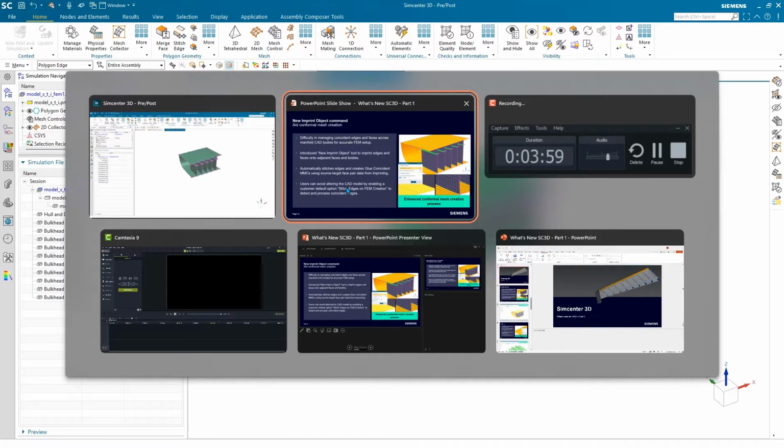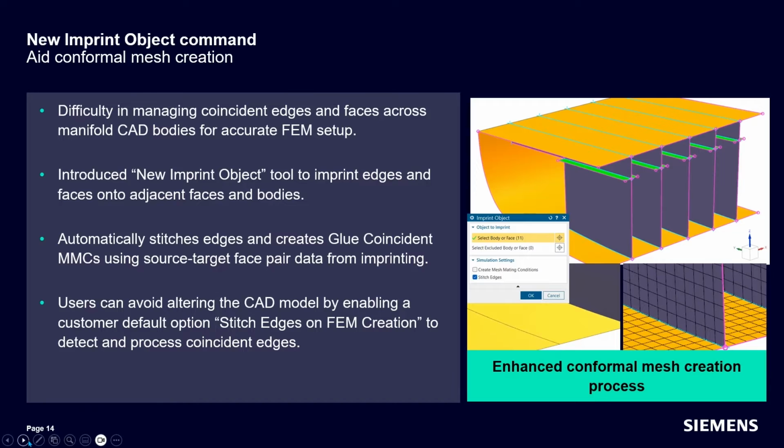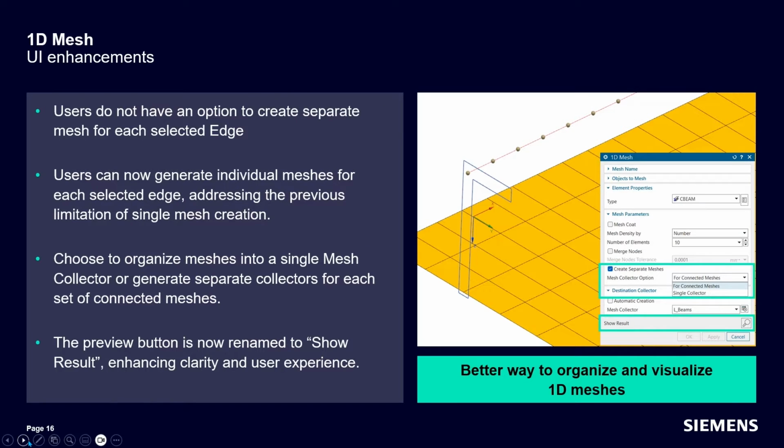Let's take a look at the next command that we have here, which is some improvements in the 1D mesh. In the previous versions, the user did not have an option to create separate meshes for each selected edge. So now with this new UI enhancement, the user can generate individual meshes for each selected edge, addressing the previous limitation of single mesh creation.